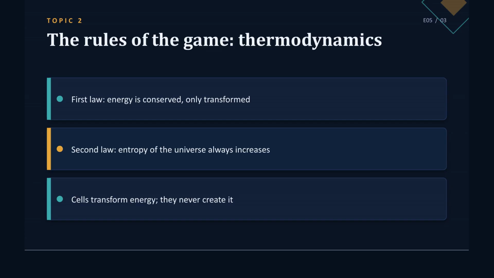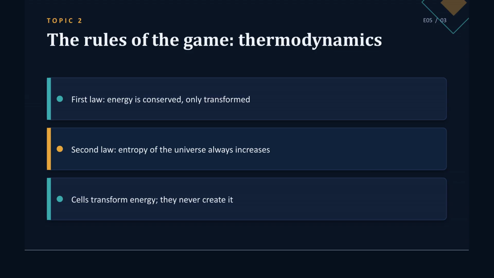Before a cell can spend energy, it has to obey two unbreakable rules, the laws of thermodynamics. Thermodynamics is the study of energy transformations, and two laws matter here. The first law states that energy cannot be created or destroyed, it can only be transformed from one form into another. So a cell never makes energy from nothing. It can only take energy that already exists and convert it into a more useful form.